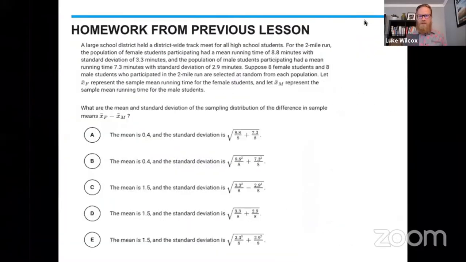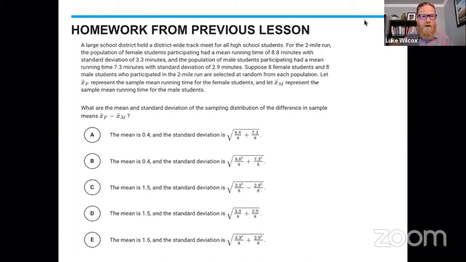Okay, so we're going to jump right back to the homework problem that I assigned you yesterday, where we talked about sampling distributions. We've got this multiple choice question to take a look at, so let's dig in.